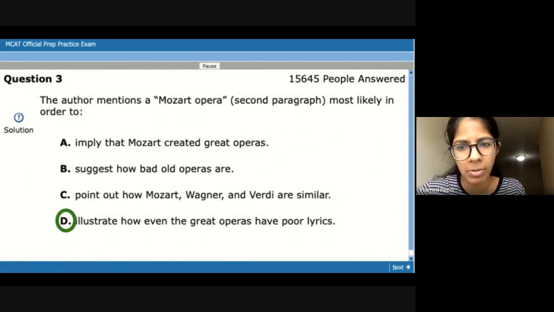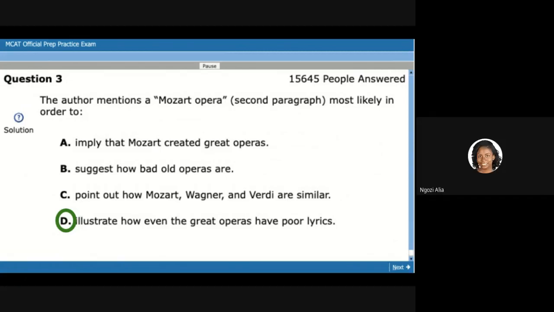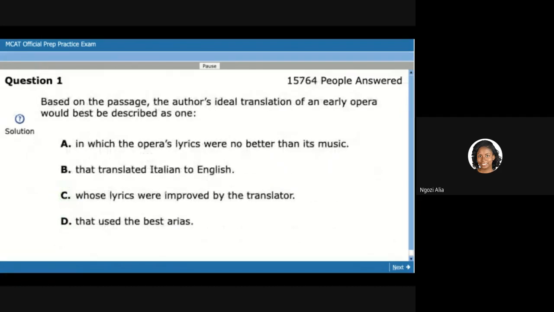I'll go back to B after this question. I went back to look at what was stated about the Mozart opera in the paragraph specifically. And he talks about helping notice when the text is banal or silly. And I did the process of elimination. And I would assume, because Mozart was considered one of the greats, because they talk about it with the ears of his contemporaries, that would illustrate how even the great operas had poor lyrics.